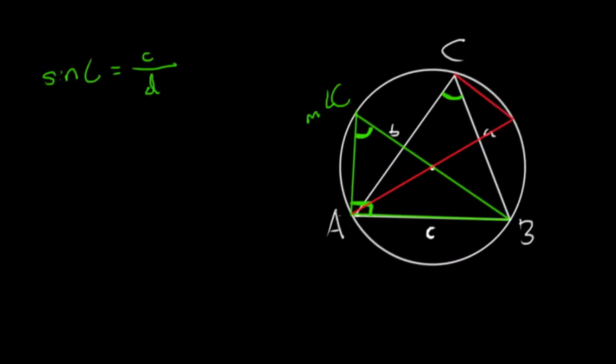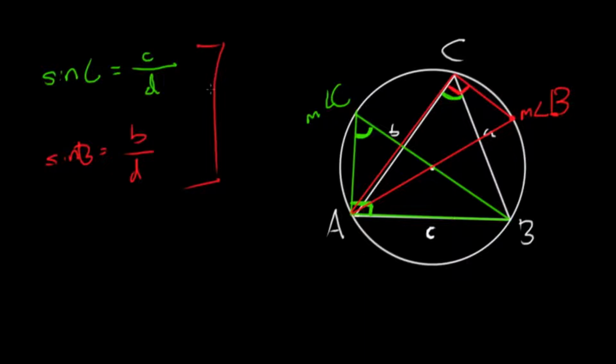What happens now? We have another right triangle. Sorry about that, I'm a little bit off. We have another right triangle. And what is this angle measure? This is the same measure as angle B. B intercepts this arc, and this angle intercepts the same arc, so it is the same as B. And with that said, I can say sine B is equal to opposite, which is b, over the diameter.